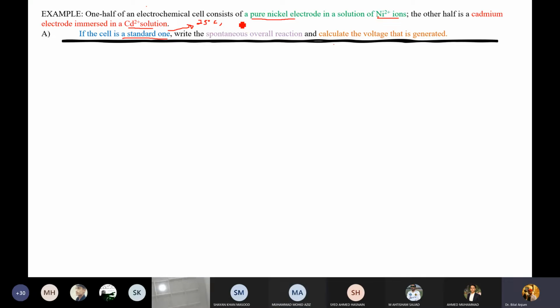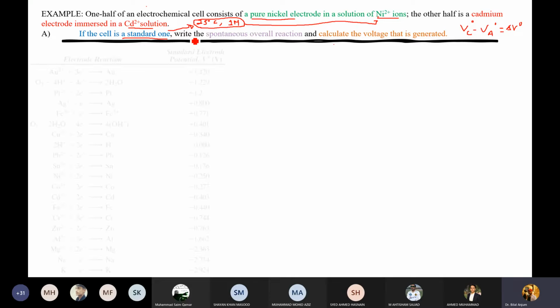And 25 degrees centigrade, the metal is immersed in 1 molar concentration of its own ions. These two conditions are necessary for a standard cell. Nickel metal is immersed in a 1 molar solution of its own ions at 25 degrees centigrade. It's a standard cell. Similarly, cadmium metal immersed in its own ions having a concentration of 1 molarity at 25 degrees centigrade. It's a standard cell. And the equation we saw, V cathode standard minus V anode standard, gives you the standard voltage of the standard cell. This is only valid for standard cells.